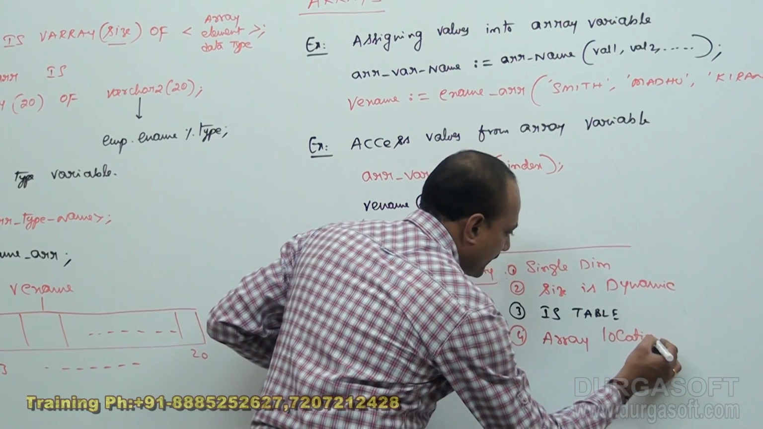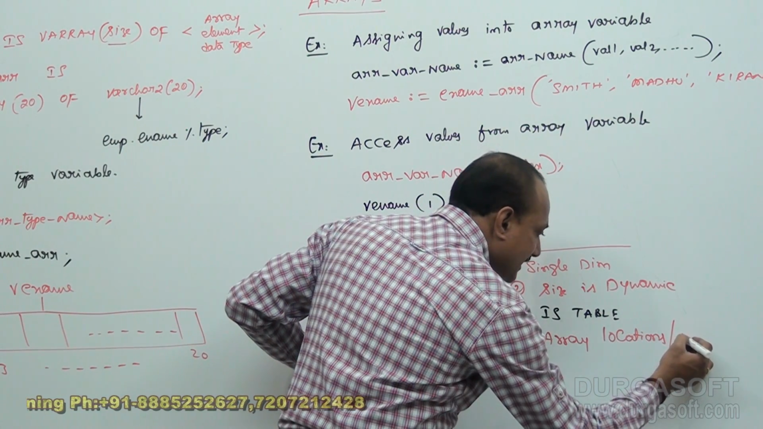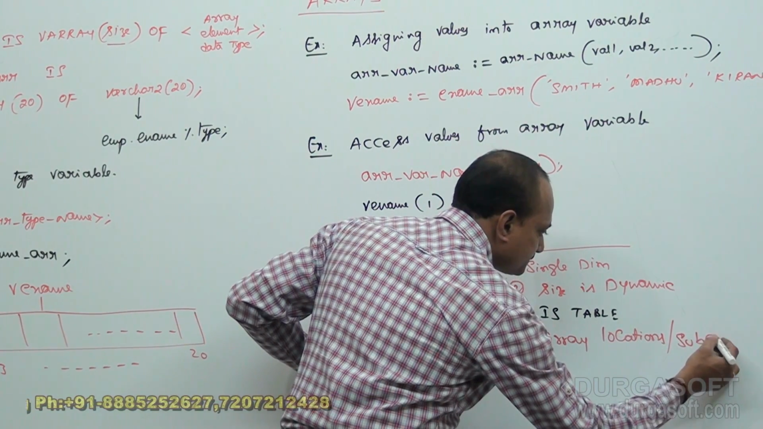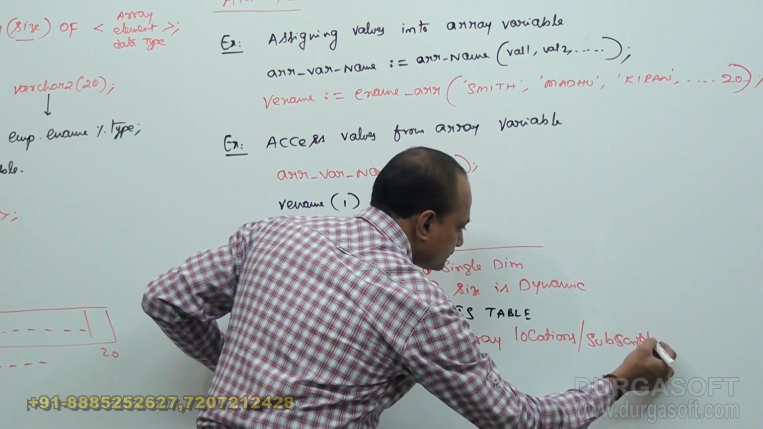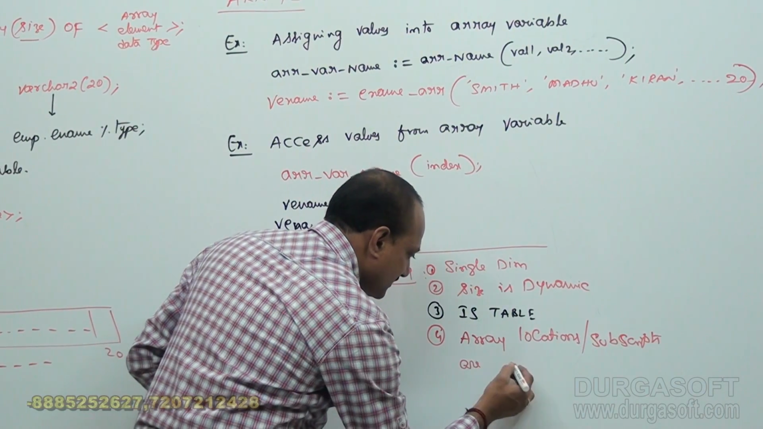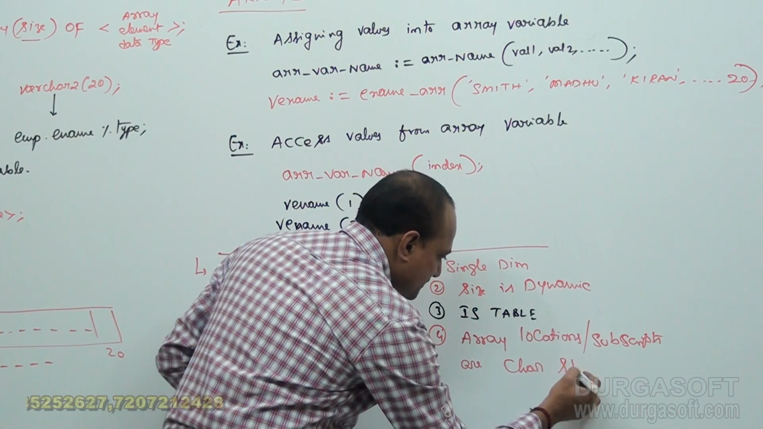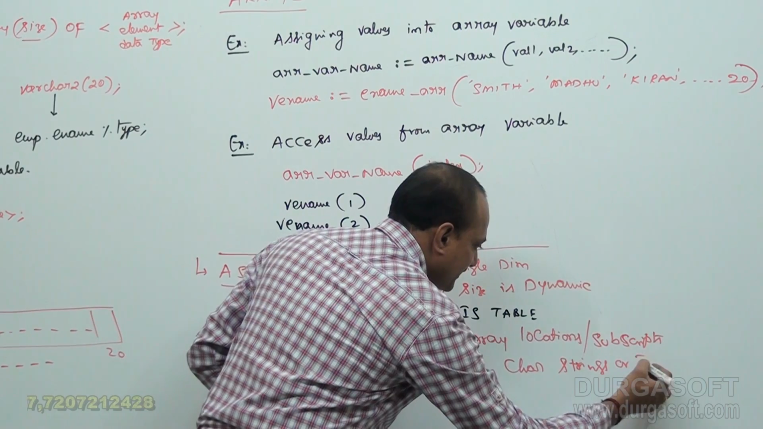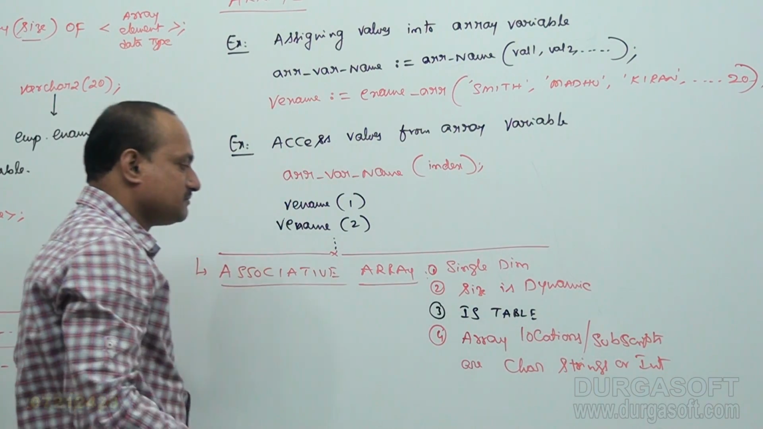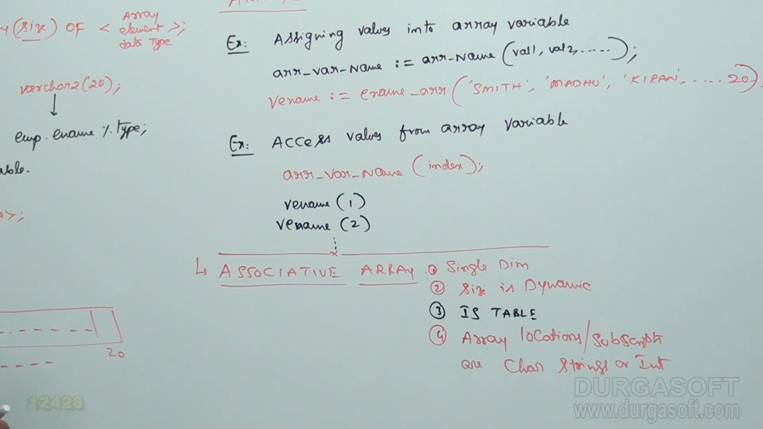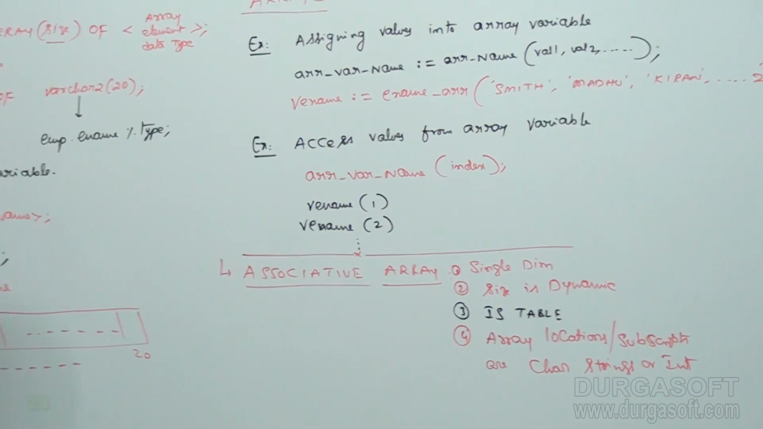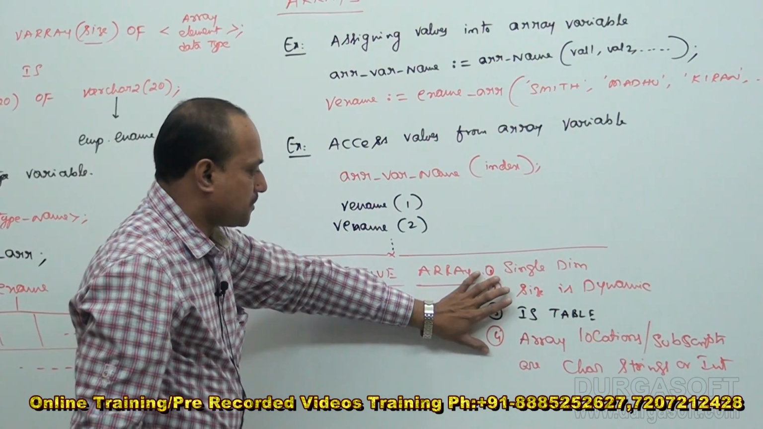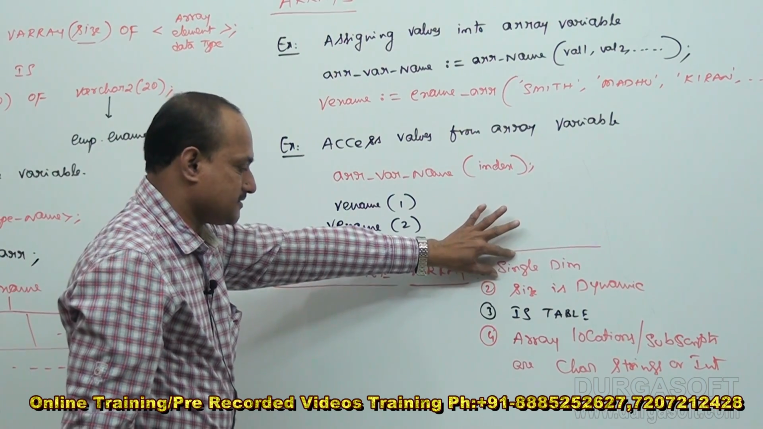So array locations or array subscripts are character strings. You can use character strings or integers. Remember this. These are the differences between VARRAY and associative array. Three differences are there. Both are single dimensional arrays.